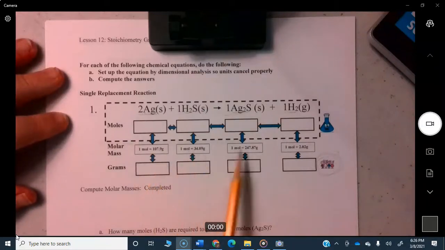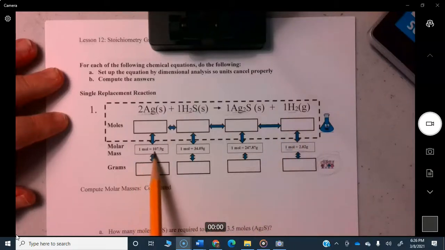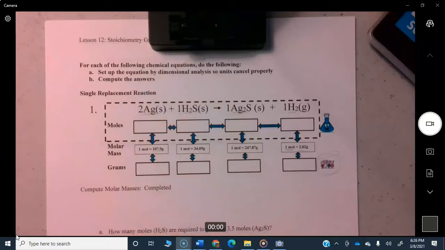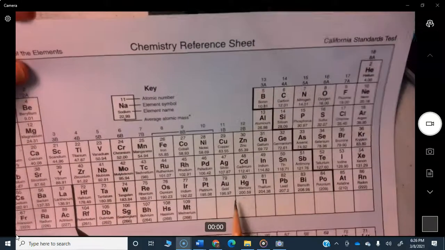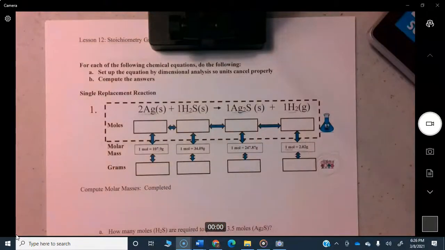These are the molar mass conversions that tell us 1 mole of H2 gas is 2.02 grams, or 1 mole of silver is 107.9 grams. Again, you get this straight off the periodic table. There's silver, and there it is, 107.87 grams for 1 mole.